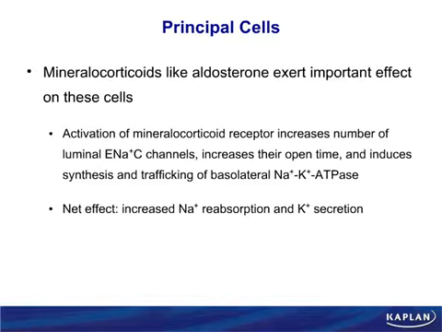Remember, aldosterone is a steroid hormone. Steroid hormones bind to nuclear receptors and increase the transcription and translation of brand new proteins. The proteins that aldosterone synthesizes are the epithelial sodium channels and the sodium-potassium ATPase. So they lead to increased production of the epithelial sodium channels in the luminal membrane and the sodium-potassium ATPase in the basolateral membrane. The net effect of this is to increase the reabsorption of sodium and to increase the secretion of potassium by the principal cells.